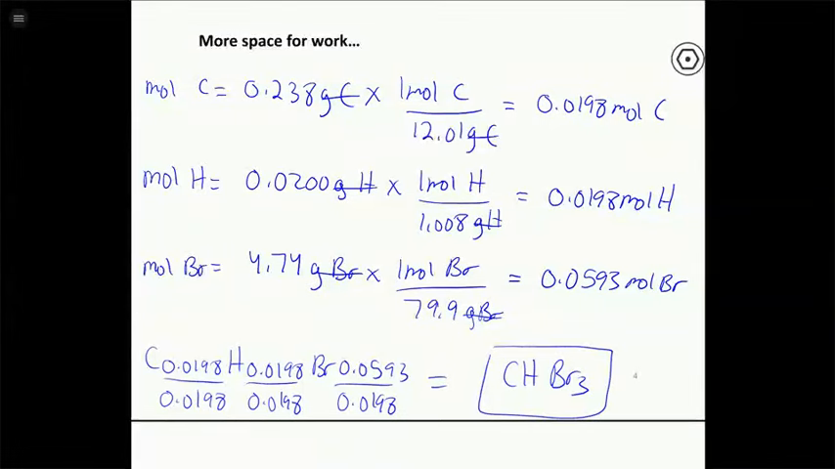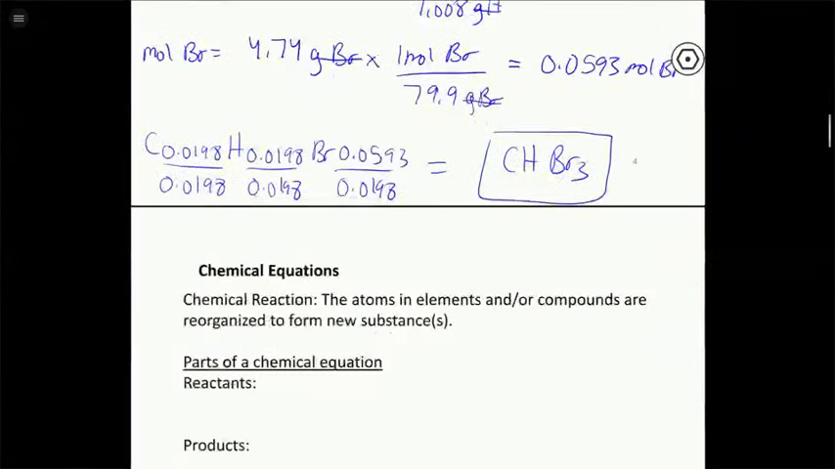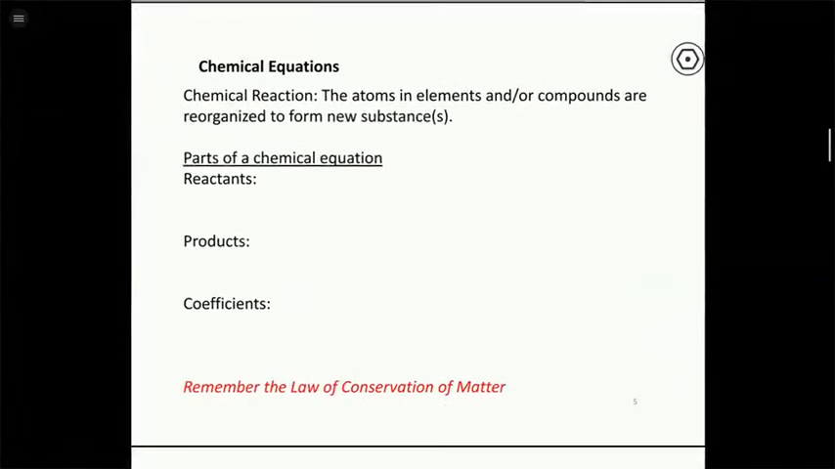Okay, so what we're going to move on to now is start talking about chemical reactions. The way that we show chemical reactions on paper is using what's called a chemical equation. When we have a chemical reaction, we know that the atoms or the elements are reorganized to form new substances. So how do we represent this on paper? We write out what's called a chemical equation.